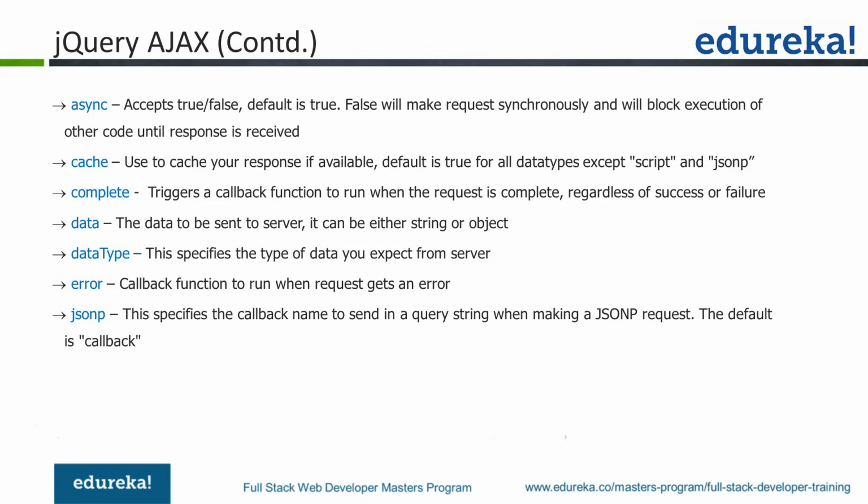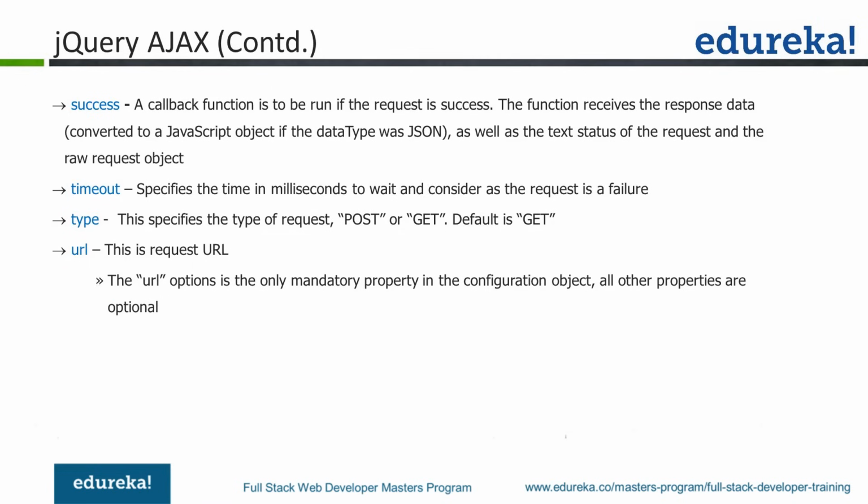Next is dataType, which specifies the kind of data that you expect from the server. Next, you have something called error. This is the callback function when the request runs into an error. Next is jsonp. This specifies a callback name to send in a query string when making a JSONP request, and the default is just callback. Success. This is the function which is called once the request is complete, the status code of 200 has been returned, and now you have the data that you needed.